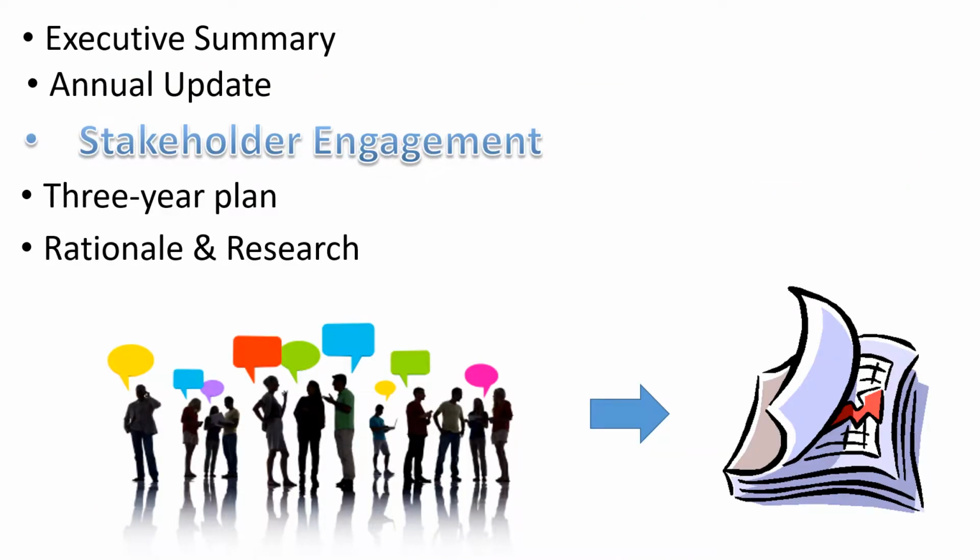The next section of the LCAP describes stakeholder engagement. Districts identify their own stakeholders, but they must include parents and guardians, students, teachers, other staff, and employee bargaining groups. A district must include those who represent English learners, foster youth, low-income, and homeless youth as stakeholders. This section of the LCAP describes how people were involved and how their input was used in making changes to the plan.